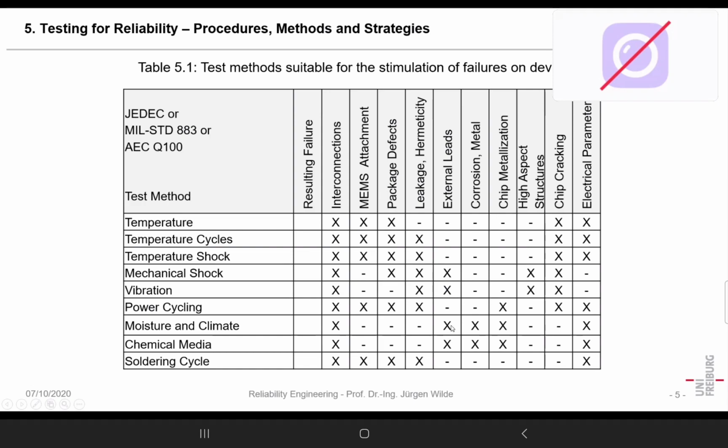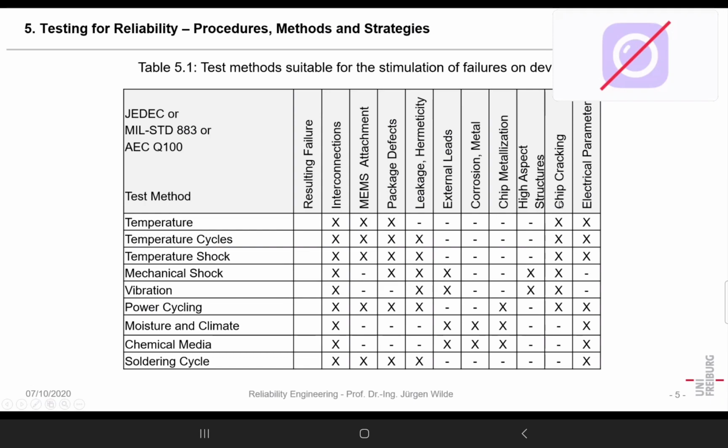On the other hand, leads can oxidize. They are metal structures, often coated with nickel, gold, or with tin, and this can corrode. Then generally, metal parts, corrosion effects. We can also have corrosion effects on the chip metallization if the protection is not perfect. Yes, and here we specifically mentioned high aspect ratio structures, but again, leads are also such structures.